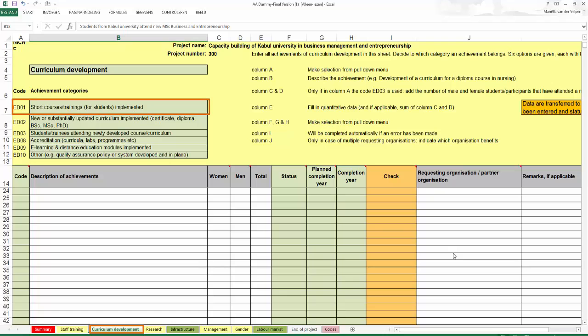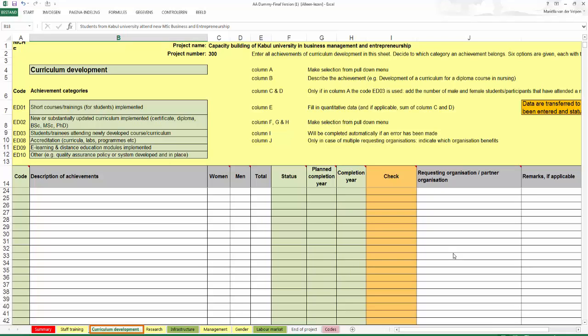Broadly speaking, EDO1 is non-degree curriculum and EDO2 is degree curriculum. When filling out either EDO1 or EDO2, write the number of curricula, either improved or developed. In EDO3, you fill out the number of students attending these curricula, including the gender. But do I have to wait till they have completed the course? Because that might not happen during the project. No, EDO3 is considered completed at the moment when the students register to the course. Ah, okay.